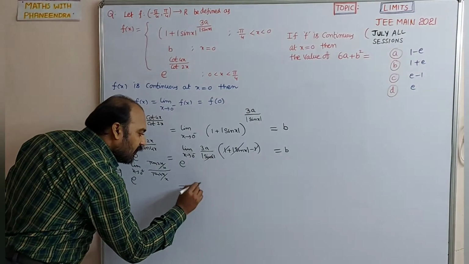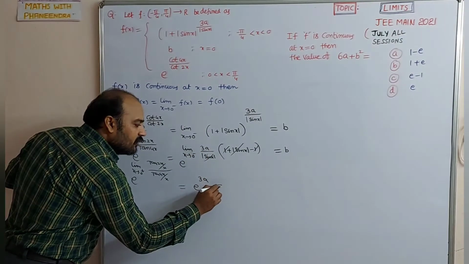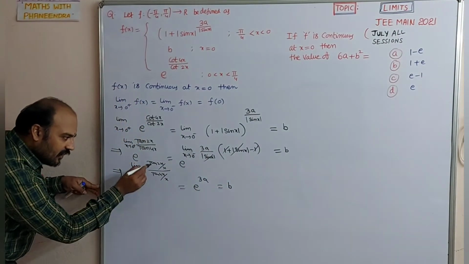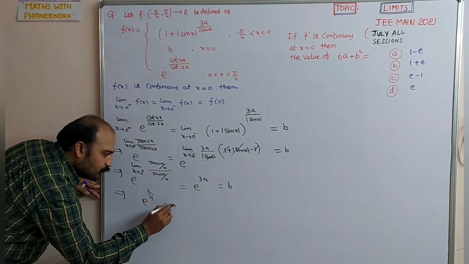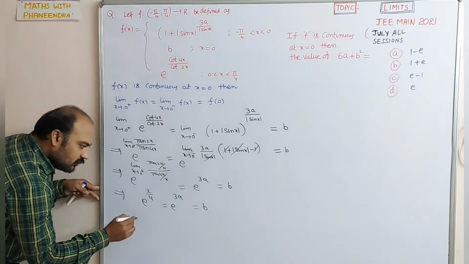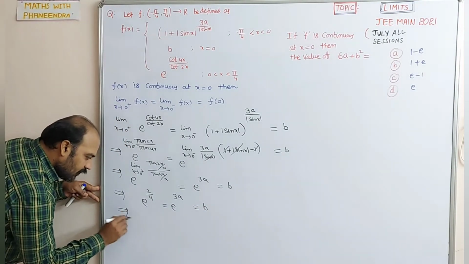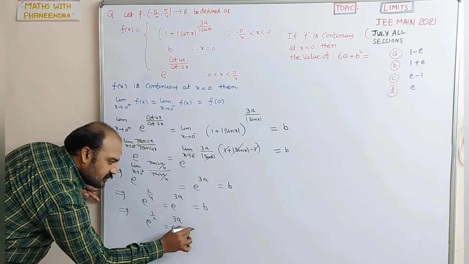So here e power, limit x tends to 0, this value is a constant. 3a, which is equal to b. So we have here also e power 2 by 4, which is equal to e power 3a, which is equal to b. So that implies e power 1 by 2 is equal to e power 3a is equal to b.